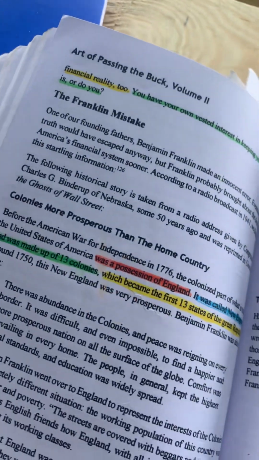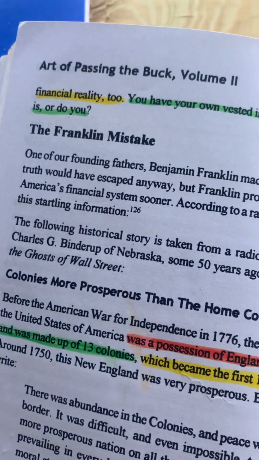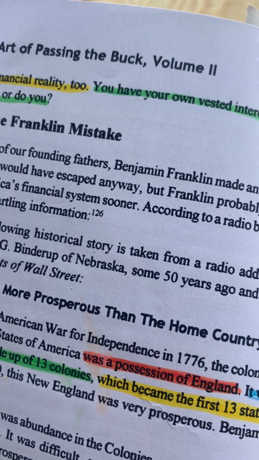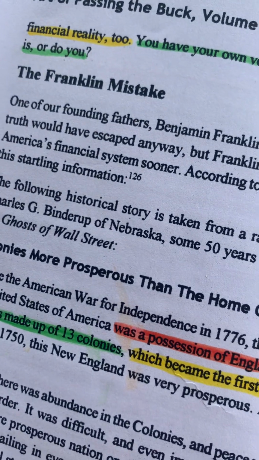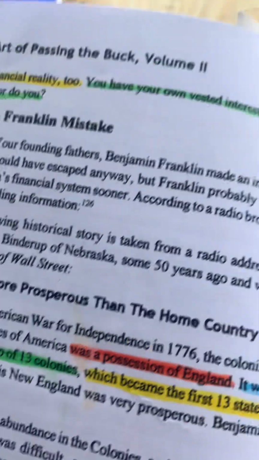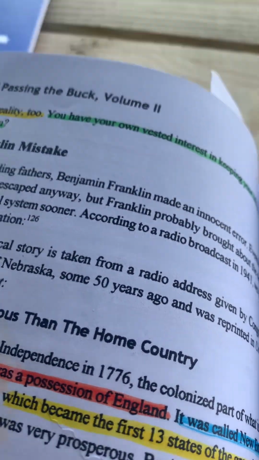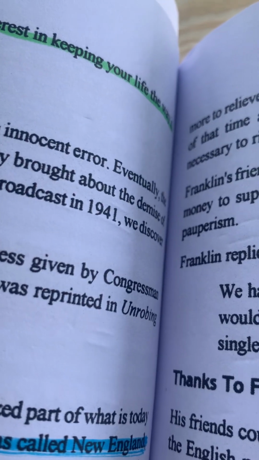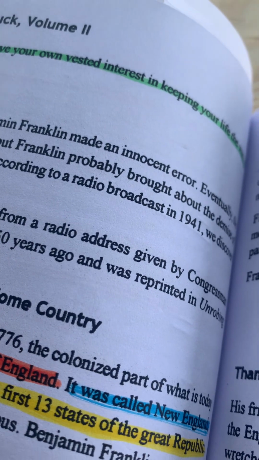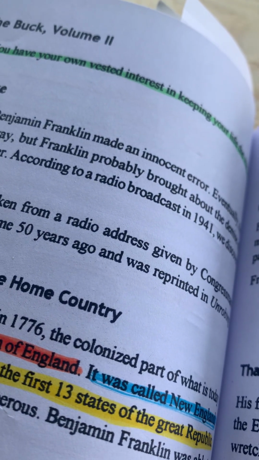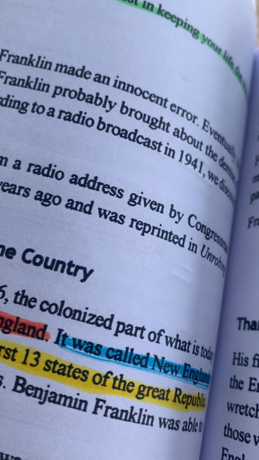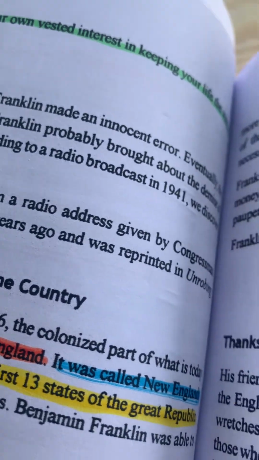So this one says the Franklin mistake. One of our founding fathers, Benjamin Franklin, made an innocent error. Eventually, the truth would have escaped anyway, but Franklin probably brought about the demise of America's financial system sooner. According to a radio broadcast in 1941, we discovered this startling information. The following historical story is taken from a radio address given by Congressman Charles G. Binderup of Nebraska some 50 years ago and was reprinted in Unrobing the Ghost of Wall Street.